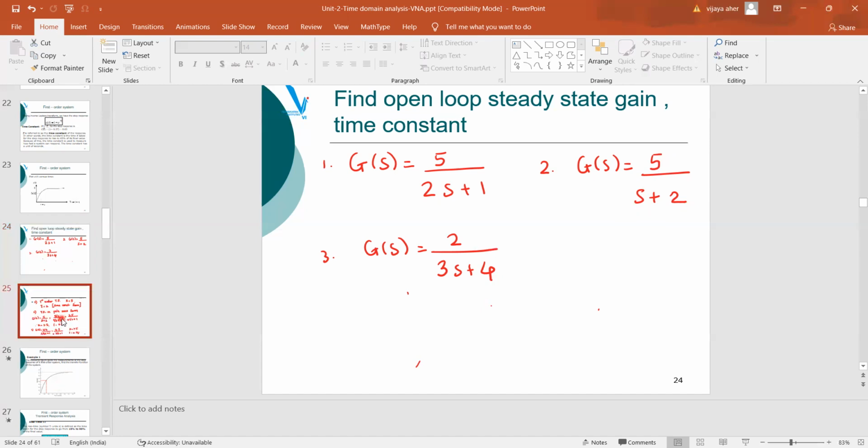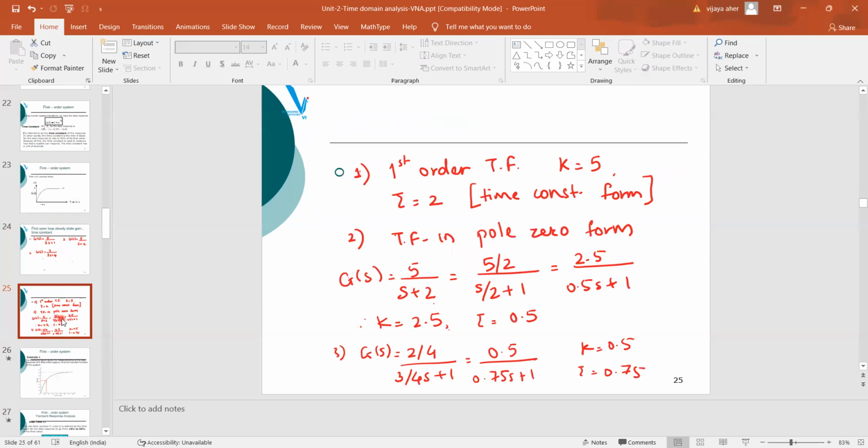I'm going to show you. Please wait. Yes, the solution is in front of you for the first order transfer function equation. This I have explained, right? Again, for your reference, please write. First example, g of s is equal to 5 divided by 2s plus 1.